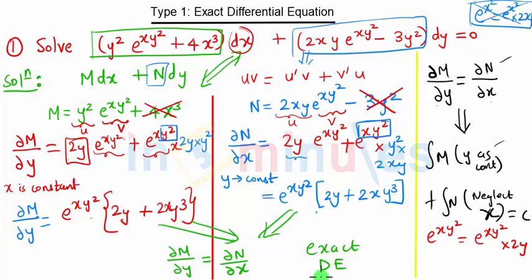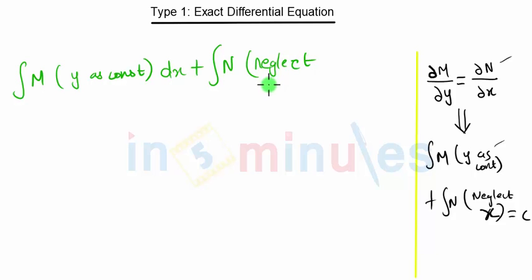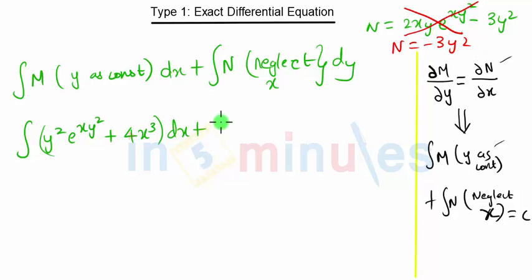So when the given differential equation is exact, the solution is given by M treating y as constant into dx plus N neglecting terms which contain x into dy. So what is M? M is y square e^(xy square) plus 4x cube into dx plus N is 2xy e^(xy square) minus 3y square. In N we are going to neglect the term which contains x, so this whole term will be neglected and N will be equal to minus 3y square. So here it is minus 3y square into dy.